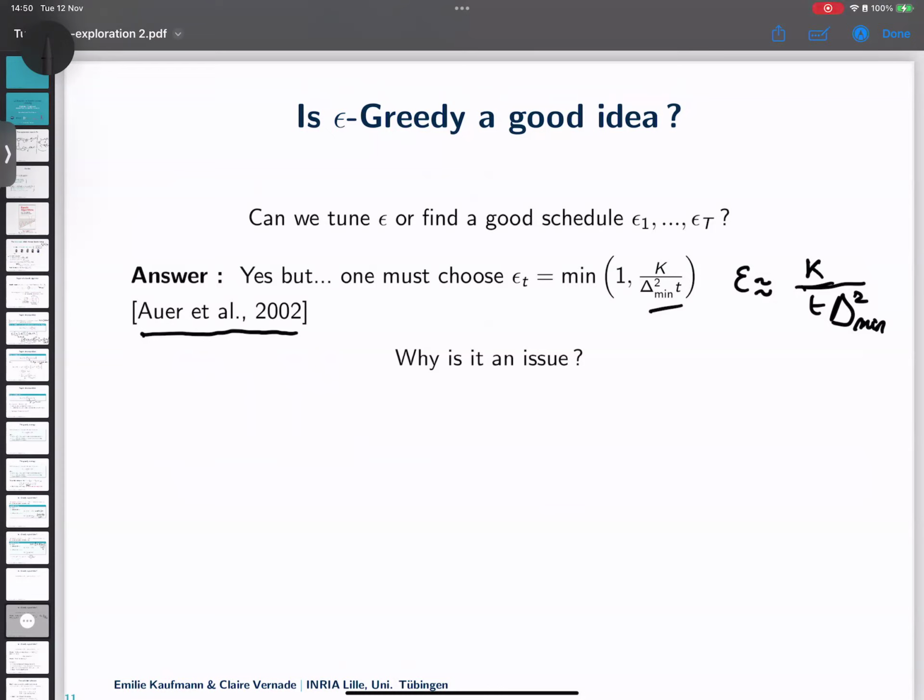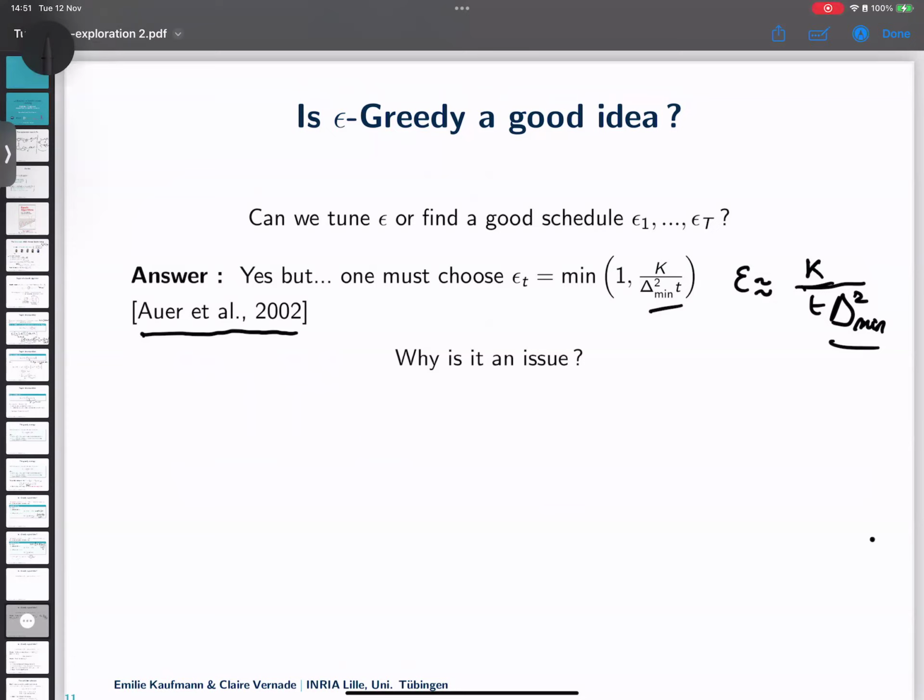But you can prove that the actual schedule you need to guarantee bounded regret depends on the minimum gap squared. And that comes back to the question we had earlier. We don't know the means and we don't know the gaps. If we already knew the gaps, if we already knew the losses of the arms, the problem would be solved, right? We would not have to do exploration.